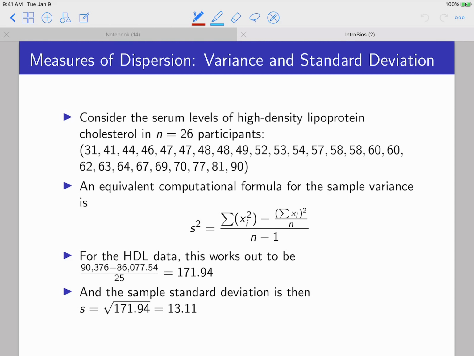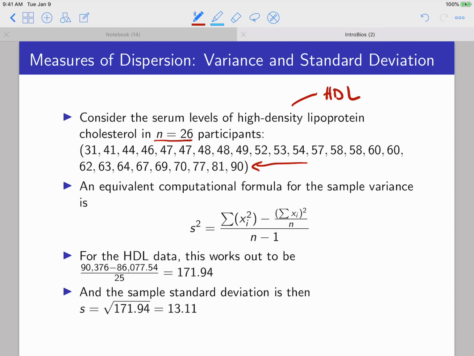So let's look at an example. This is an example from the book, and it's the serum levels of high-density lipoprotein cholesterol in N equals 26 participants, which you'll see abbreviated sometimes as HDL. This is the data set of the 26 measures in the participants, and I want to point out that your book has a slight error in the formula for the sample variance.